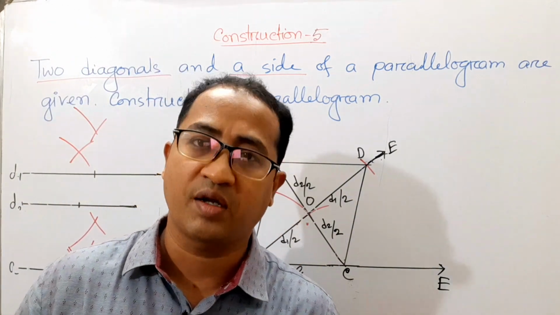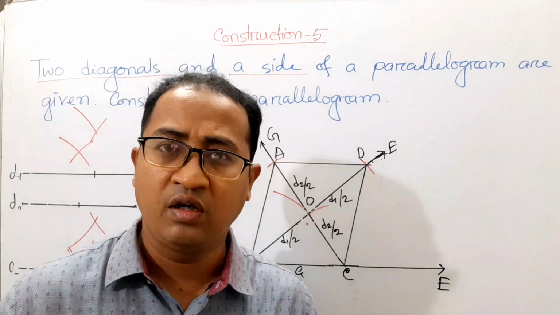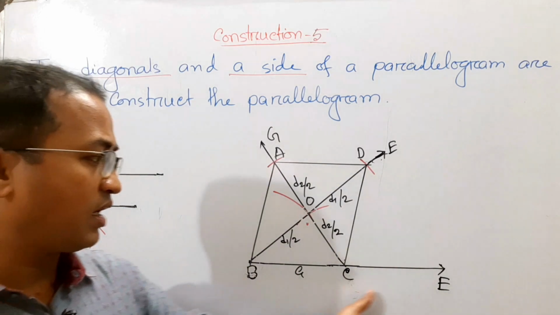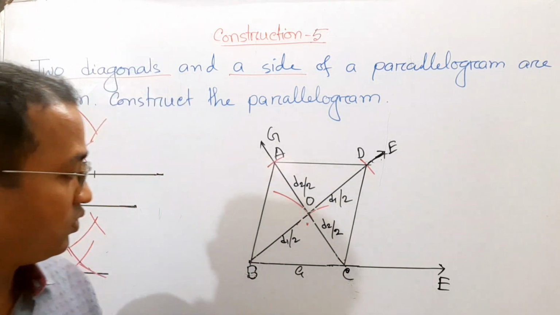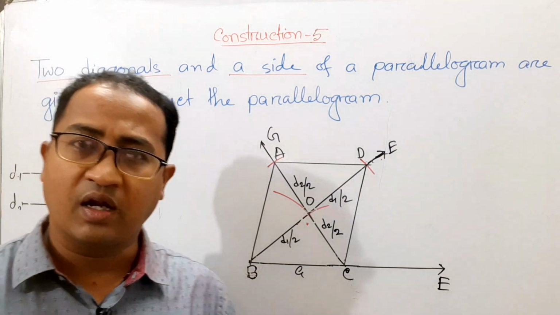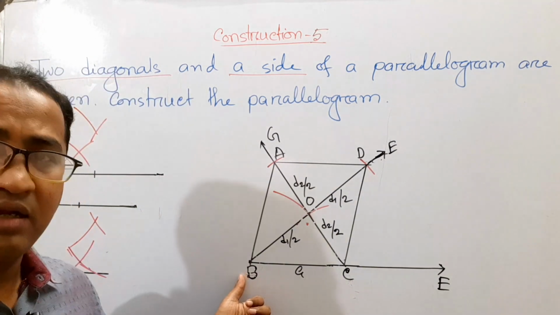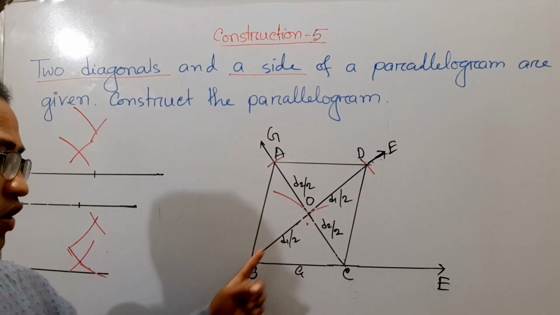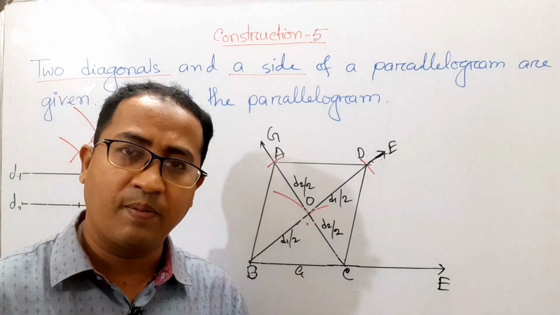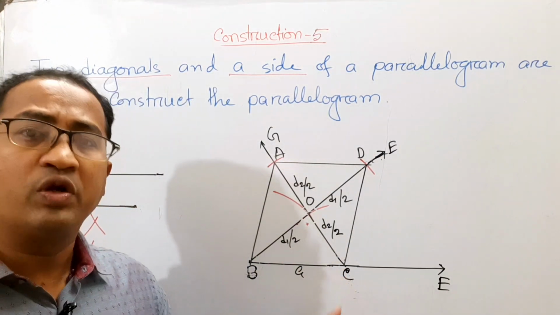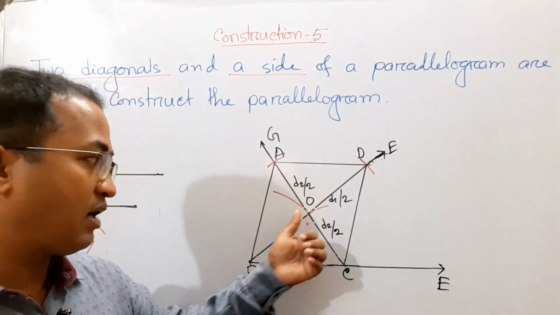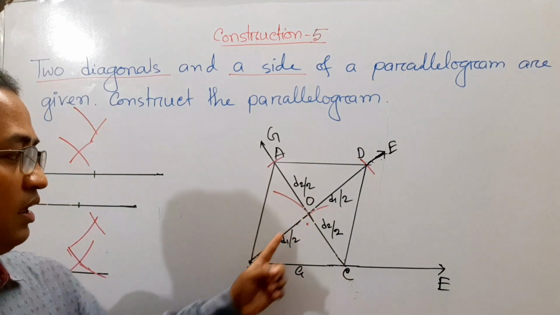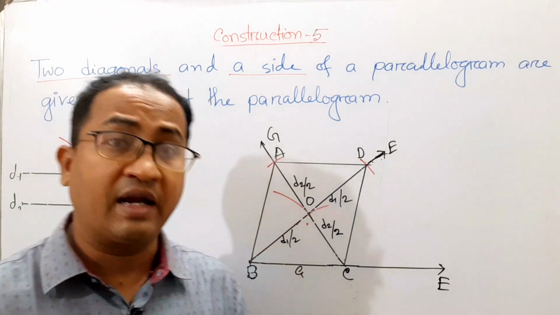Now how can you write the steps? How do you construct the figure? You should write the steps like that. First step, we take a ray BE. Step number 2, we will cut BC is equal to A from the ray BE. At the point B, with centering B with the radius half of D1, we draw an arc above the ray BE. Again with centering C with the radius half of D2, we draw another arc which cuts the previous arc at O. Now join OB and OC and expand it.